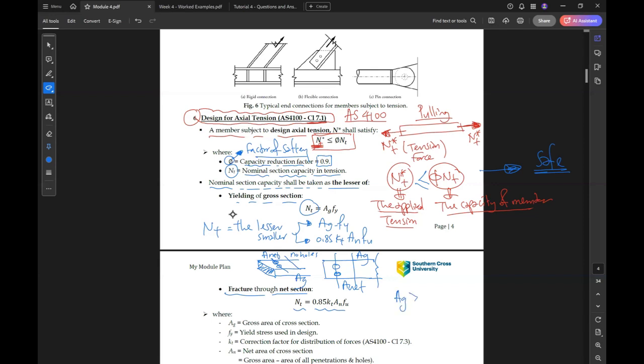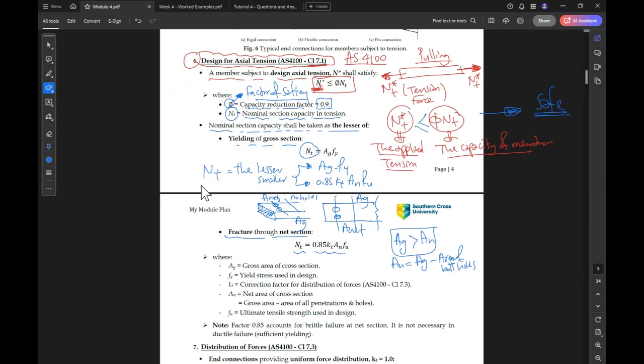Area gross all the time will be bigger than area net. Okay? Because area net is equal to area gross minus the area of bolt holes. So here we know the definition of the terms: area gross is the gross section area.